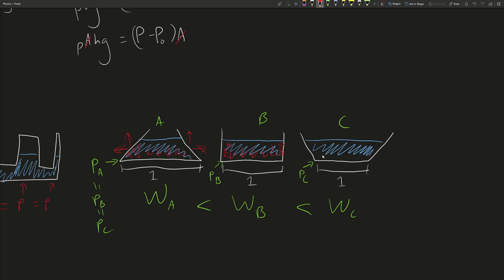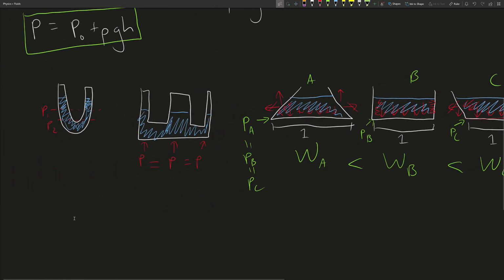And then for container C, we have pressure acting downwards at the bottom, but then we also have pressure acting at this angle here. And again, a component of these acts sideways and gets canceled out, but then a component of them acts downwards and contributes to the weight of this container, which causes the weight overall to be greater than the weight of the 90-degree container.